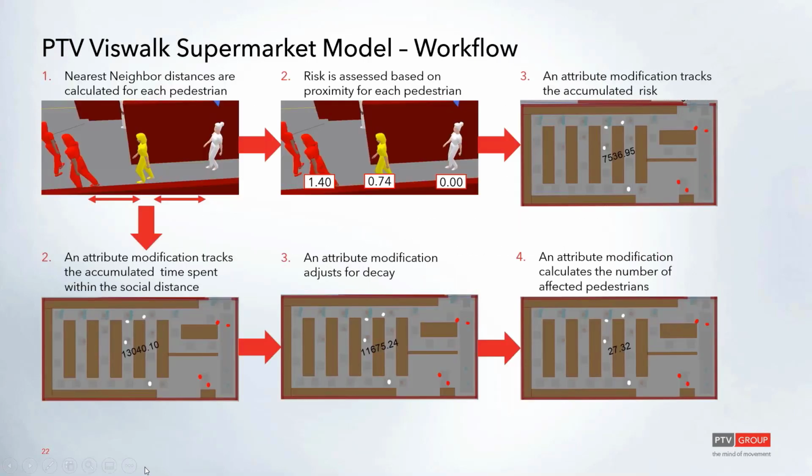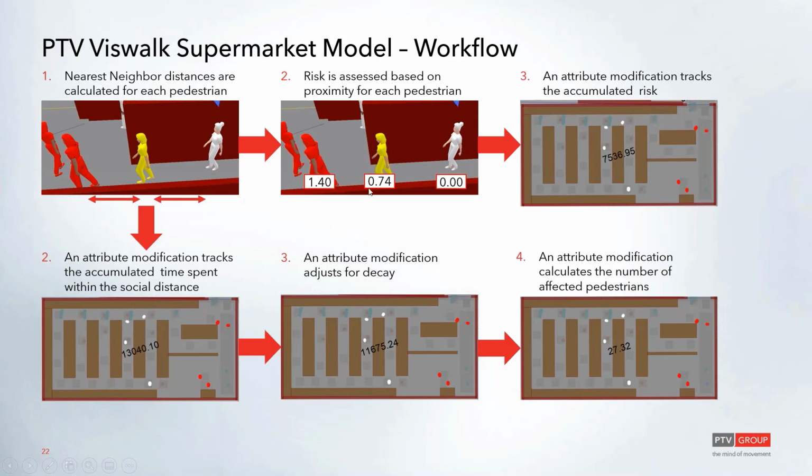So here's what the workflow is going to look like, just so you have a roadmap of where we're going to go. The first thing that's going to happen is that Viswalk is going to pull that nearest neighbor information. So it's going to look at each individual pedestrian and say, okay, who is closest to that pedestrian? And it's going to break that off into 2 tracks.